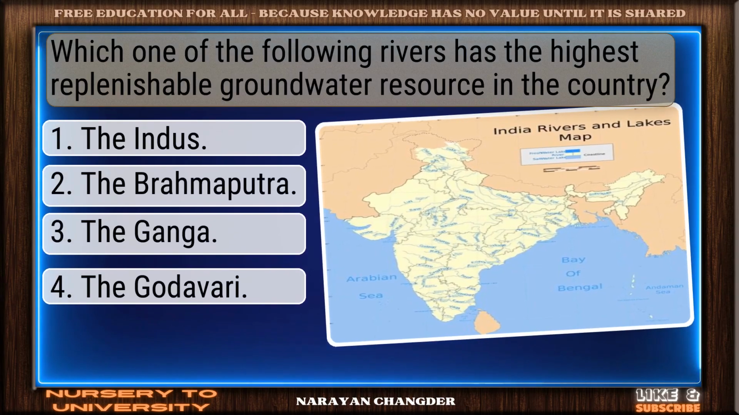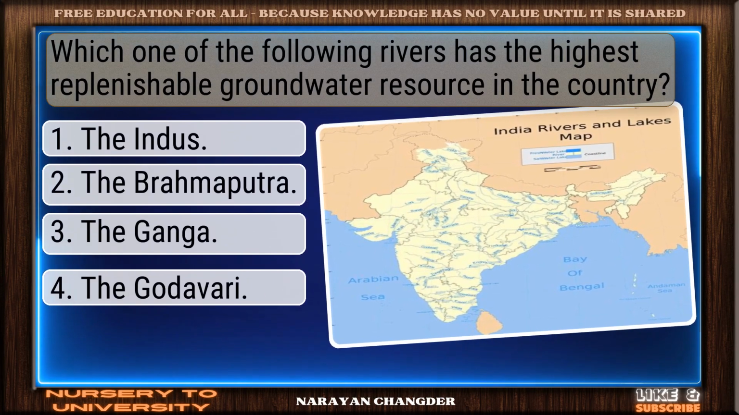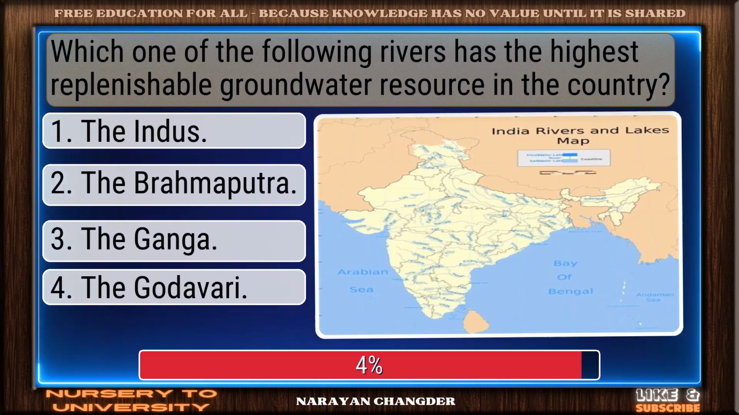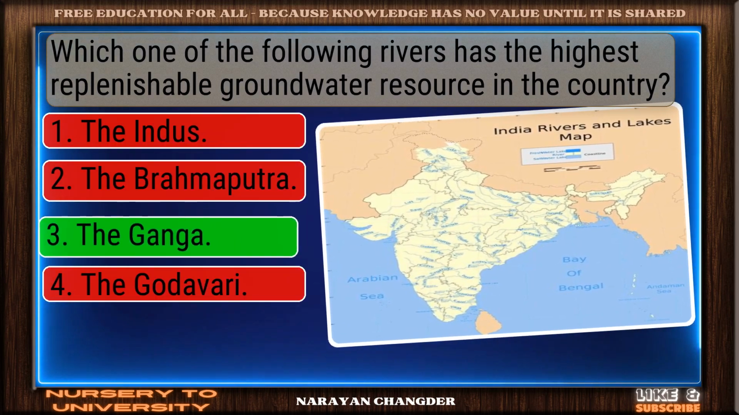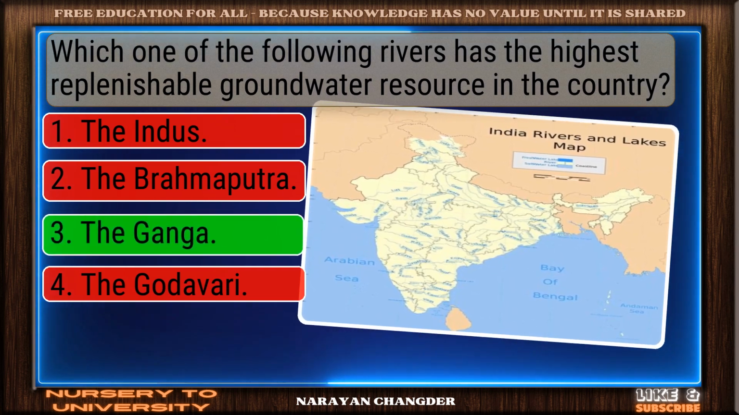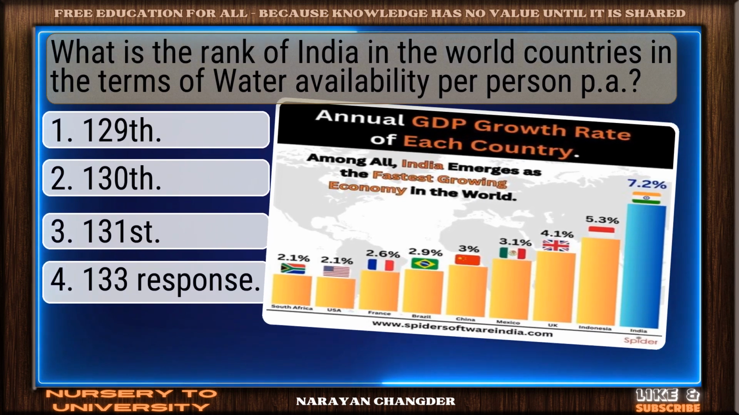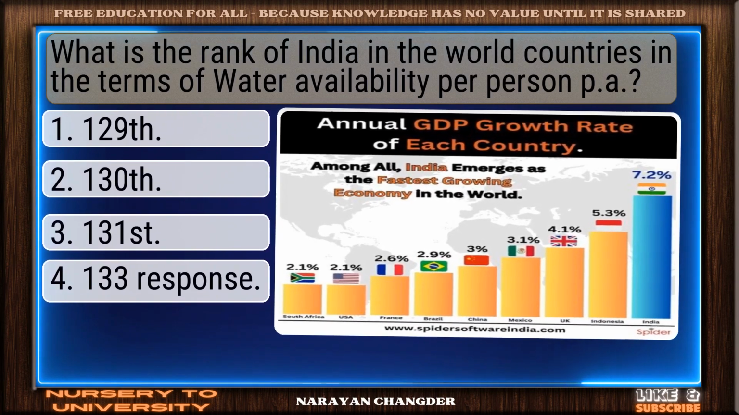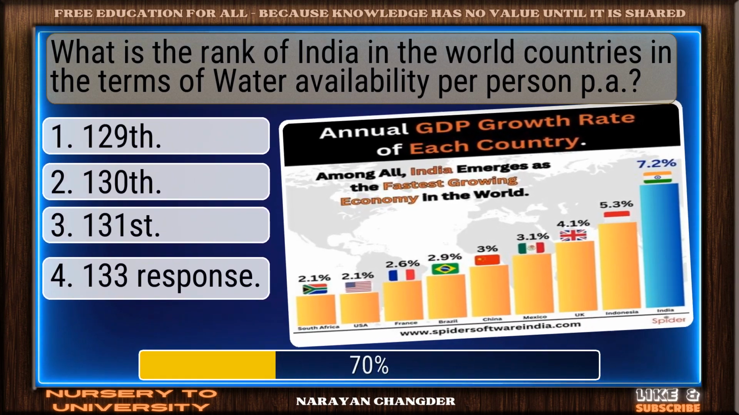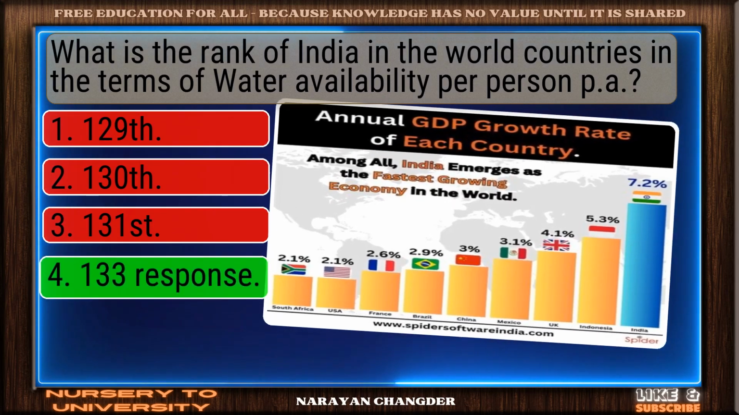Which one of the following rivers has the highest replenishable groundwater resource in the country? Nice selection. The Ganga is correct. What is the rank of India among world countries in terms of water availability per person per annum? You're right. 133 is correct.